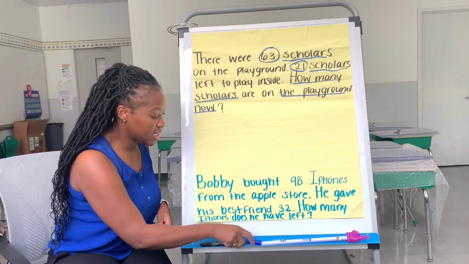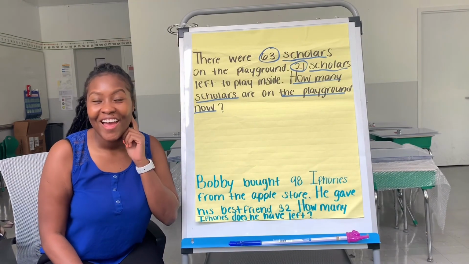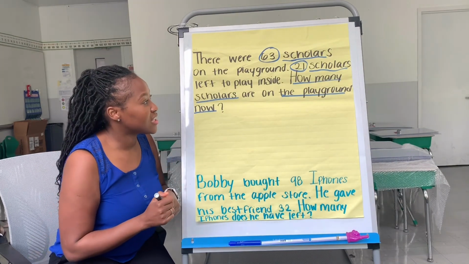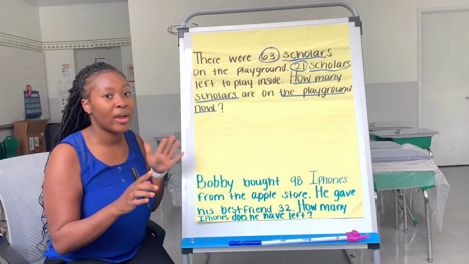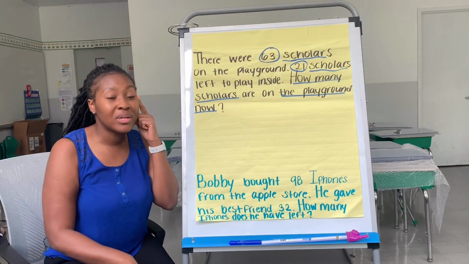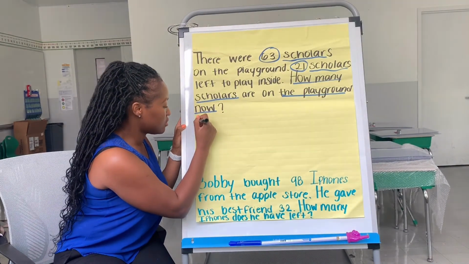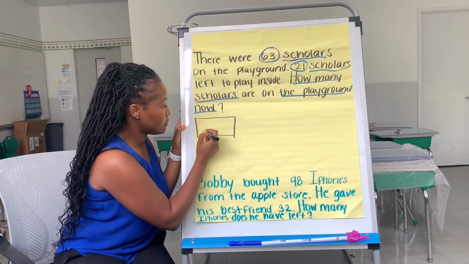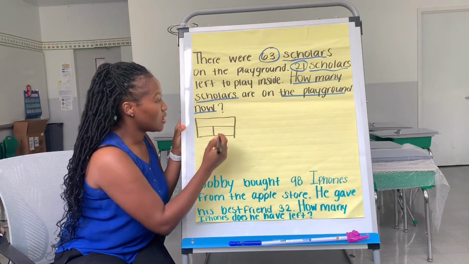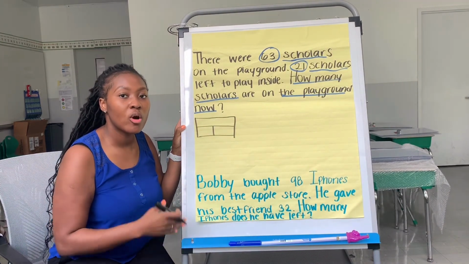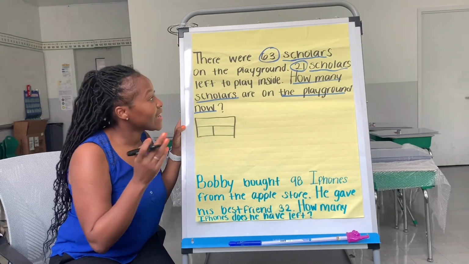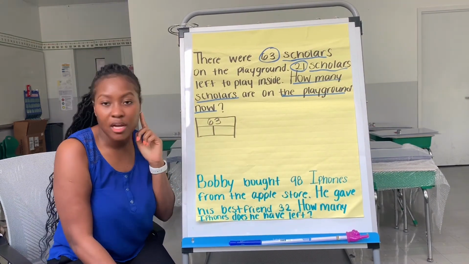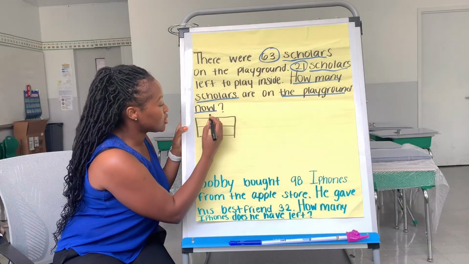Great, good job, mathematicians. Now we need to represent the story. While Ms. Coombs is drawing out her part-whole box, think about what our whole is and what our part is and where they go. What's our whole? Yes, our whole is 63. What's our part? Yes, our part is 21.